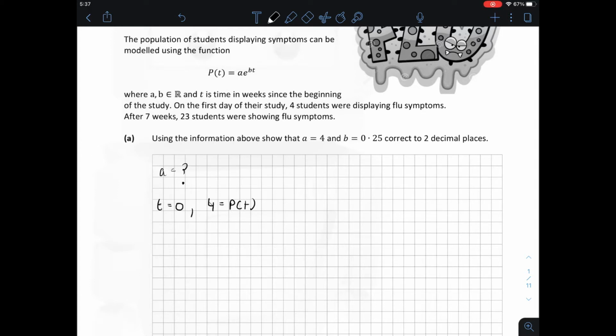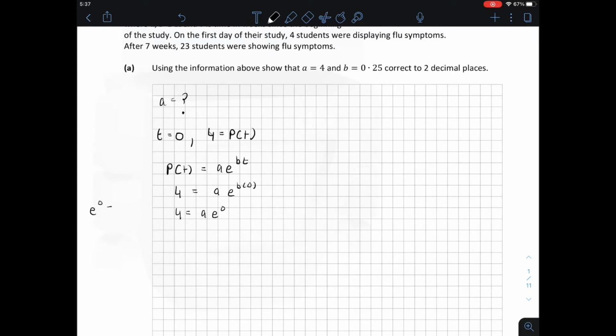To solve for a, we're going to substitute this information into our equation, P(t) equals ae to the power of bt. Okay, let's substitute in for what we know. That gives us 4 equals ae to the power of b all multiplied by 0. So 4 equals ae to the power of 0, because b times 0 gives us 0. In our log rules, we know that anything to the power of 0 equals 1. That means e to the power of 0 equals 1. That leaves us with 4 equals a times 1, so 4 is equal to a.